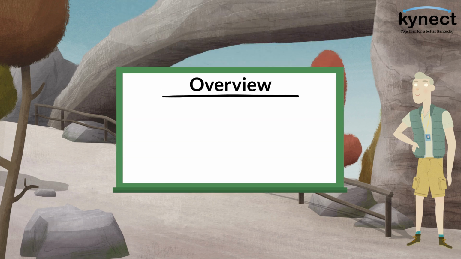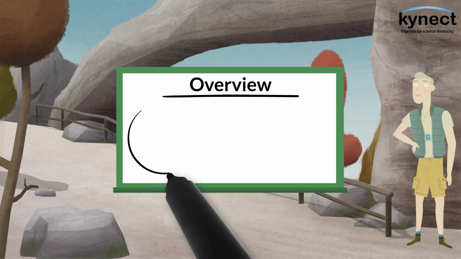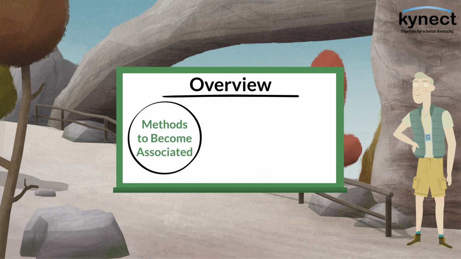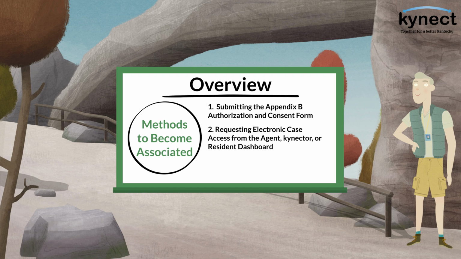In this micro video, we will guide agents and connectors through the following 3 methods to become associated with a resident's case. Submitting the Appendix B authorization and consent form, requesting electronic case access from the agent, connector, or resident dashboard, and by contacting the professional services line.